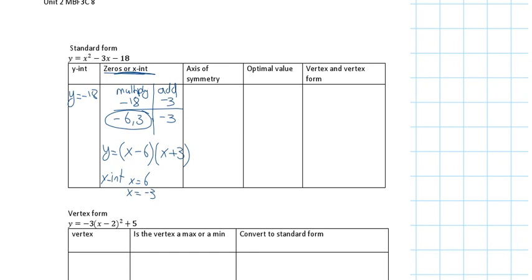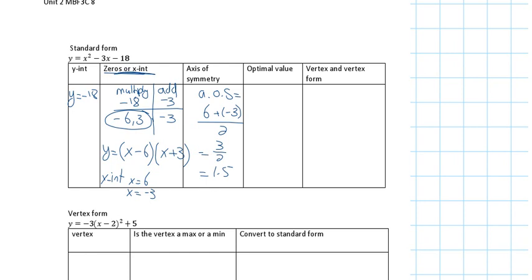How can I find my axis of symmetry? You take the two zeros, you add them and divide them by 2. Good. So to find the axis of symmetry, I add my zeros. So that's 6 plus negative 3 divided by 2. 6 plus negative 3, that's 3. 3 divided by 2, that's 1/2. So my axis of symmetry is 1.5.